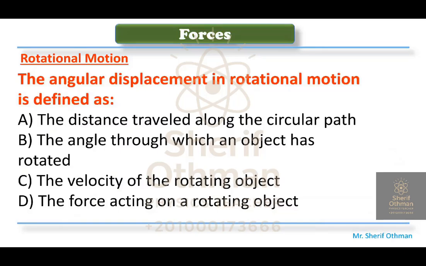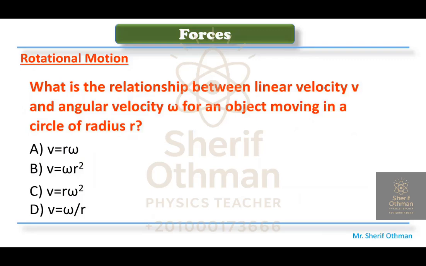The angular displacement in rotational motion is defined as the distance traveled along the circular path. What is the relationship between linear velocity v and angular velocity omega for an object moving in a circle of radius r? v equals r omega.